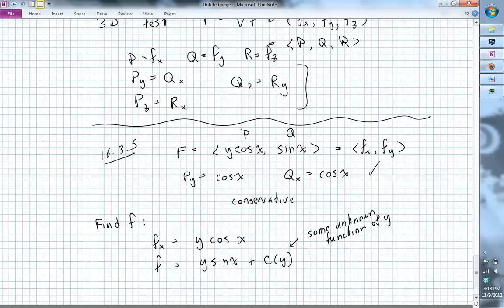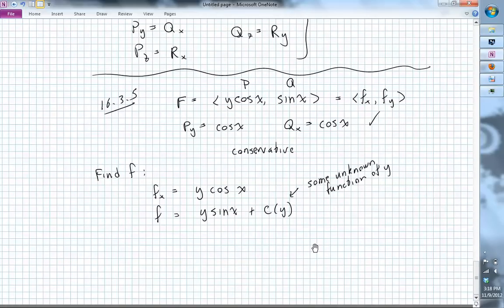This is some unknown function of y. That's the most general antiderivative, because if I take the partial of this with respect to x, this turns into this, and what happens to that guy? It goes away. I have to be that general in order to successfully find capital F. Sorry, little f.